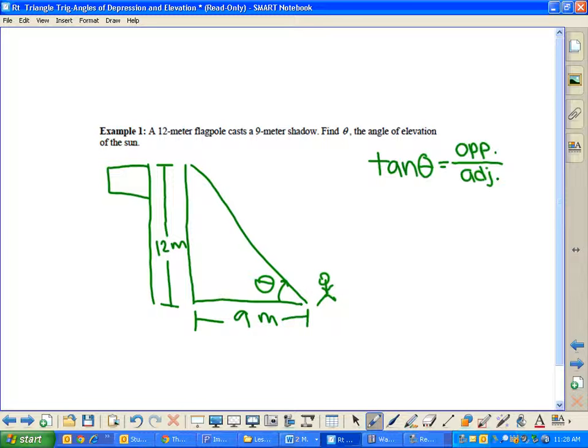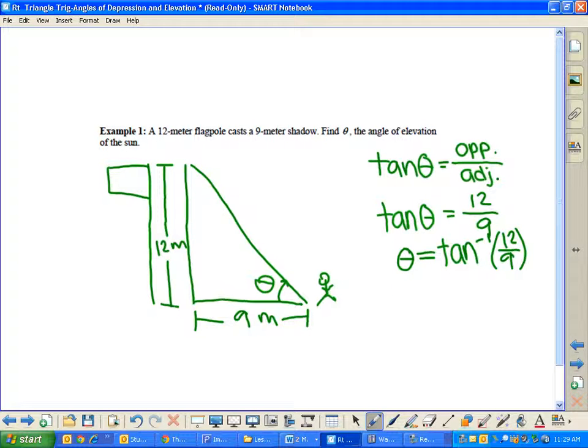Now that we know that tangent of theta is what we're going to use, we need to plug in what we have. We don't have theta, so that stays. That's our unknown. We do have opposite, and we do have adjacent. Yesterday we did this. How did we get rid of that tangent? How would we do it? Inverse tangent. Yes, theta equals tan inverse of 12 over 9. This is where calculators come in if you want to pull it out and see what we get for tan inverse of 12 over 9. I have an answer. Let's see if yours matches.